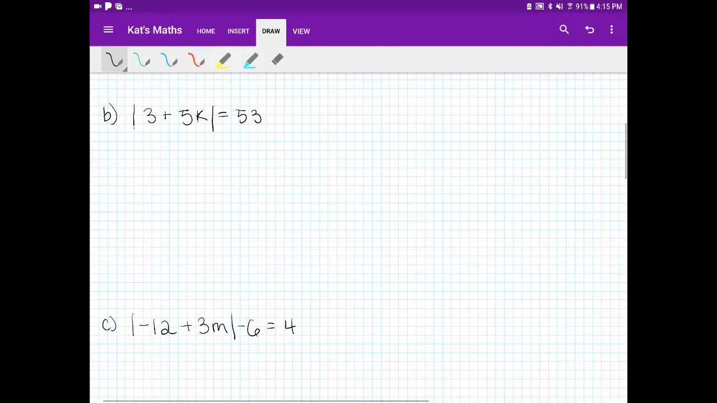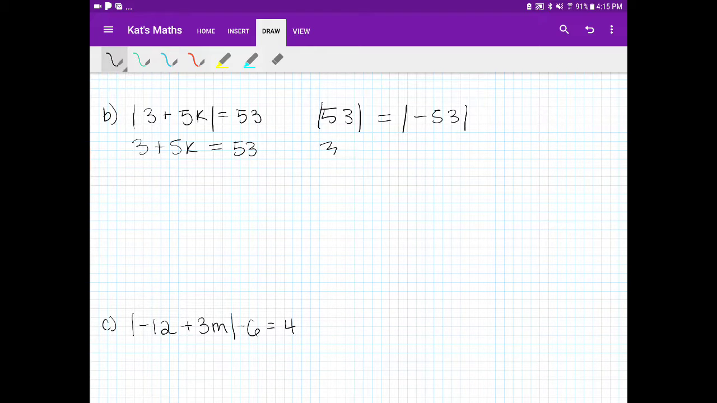So this next one, 3 plus 5k, and it equals 53. So we're taking the absolute value. So again, whatever goes in here, it could be just a 53, but it could also be a negative 53. So 3 plus 5k equals 53, and 3 plus 5k equals negative 53. So 5k is equal to 50, and k is equal to 10.